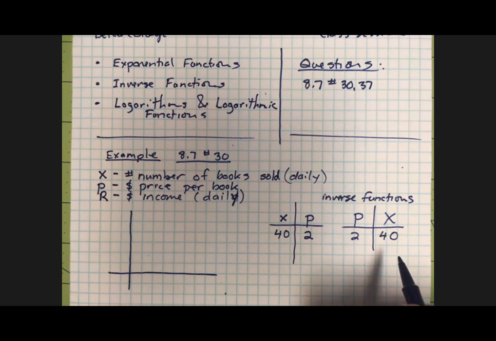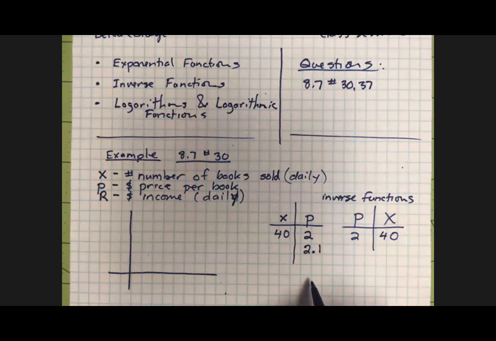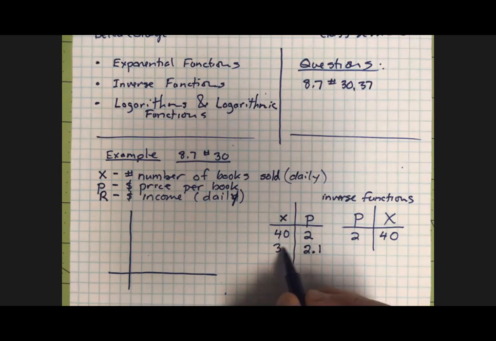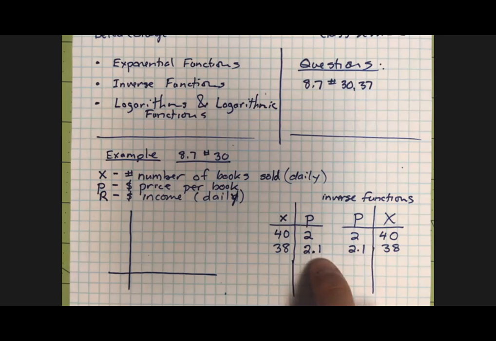And then she says, if I increase that by 10 cents, that would be $2.10, she expects to sell 2 fewer books per day. So at $2.10, she thinks she's going to move 38 books. And we could go on and on with these numbers. $2.20, 36 books, $2.30, 34 books. Why don't I just pick one more number down here?